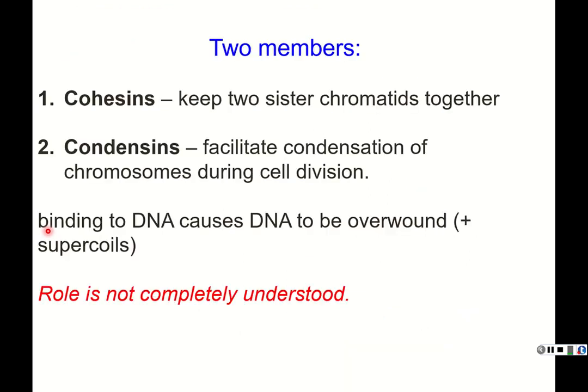There are two members of these SMC proteins, cohesins and condensins. Cohesins keep two sister chromatids together. Condensins facilitate condensation of chromosomes during cell division. They bind DNA to cause DNA to be overwound, or positive supercoils. And their role is still not completely understood.